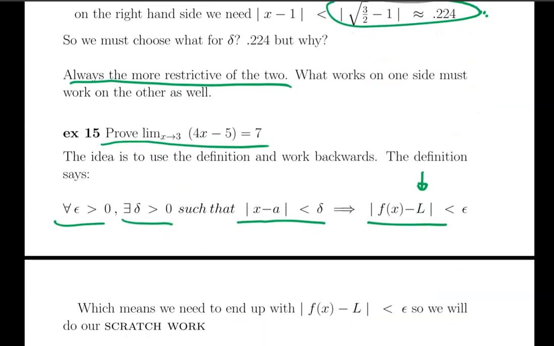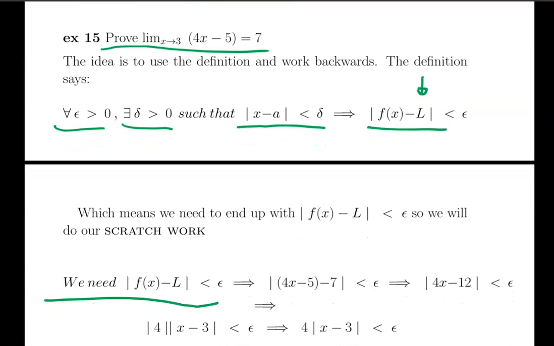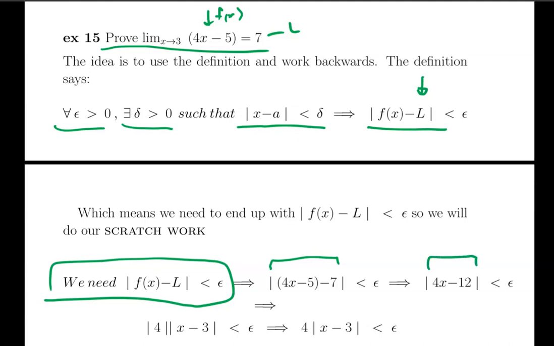So what you want to do is start with what's called some scratch work. The scratch work always starts with, I need this to happen. So what is my |f(x) - L| in this particular case? Well, this is f(x), and that's L. So that's the absolute value of f(x) - L. Combining that, I get this, and then notice I can take a 4 out of both of those items, and the absolute value makes them positive, so that ends up being equal to this. Now I can drop the absolute values, because the absolute value of 4 is 4.